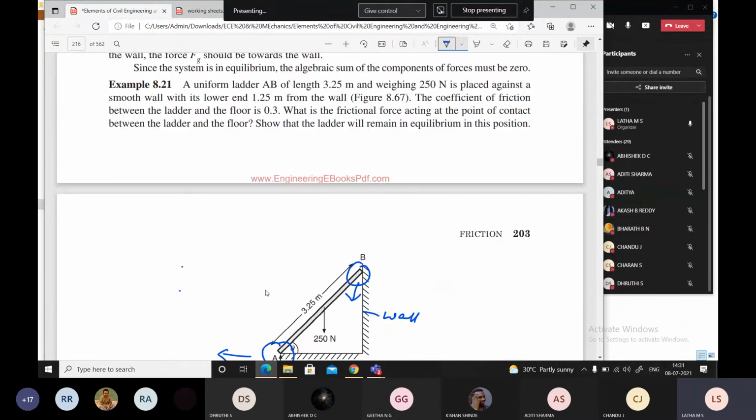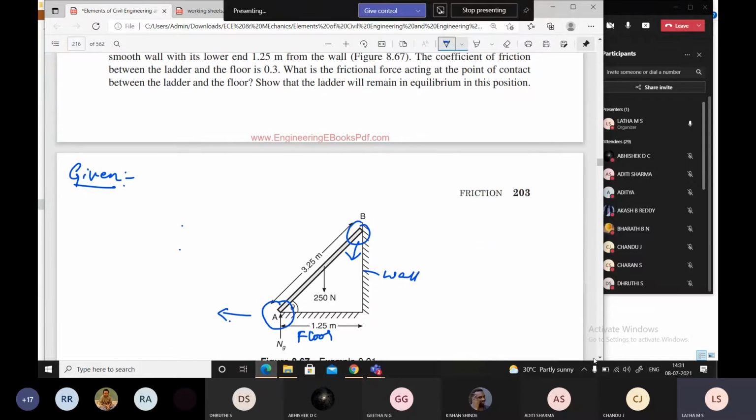So remember, students, first we'll write what is given. What is given in the problem? All the description is there in the problem diagram. The AB length is given, and the coefficient of friction between the ladder and the floor. I'll write it as mu F, or they mention it as mu G at the floor or ground. F means floor and G means ground.